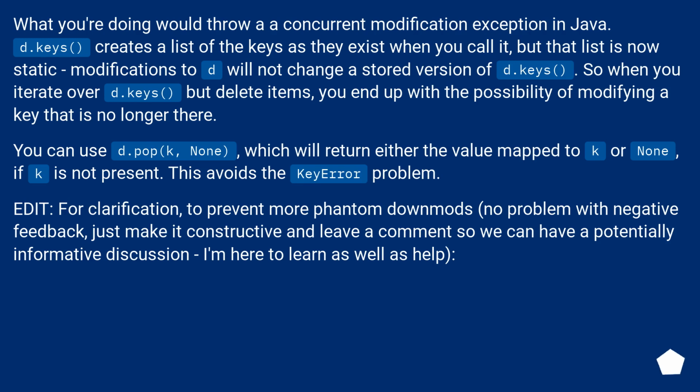So when you iterate over d.keys but delete items, you end up with the possibility of modifying a key that is no longer there. You can use d.pop(k, None), which will return either the value mapped to k or None if k is not present. This avoids the key error problem.